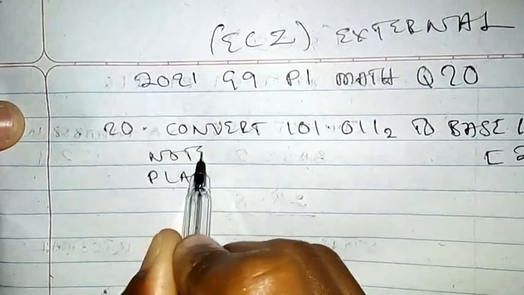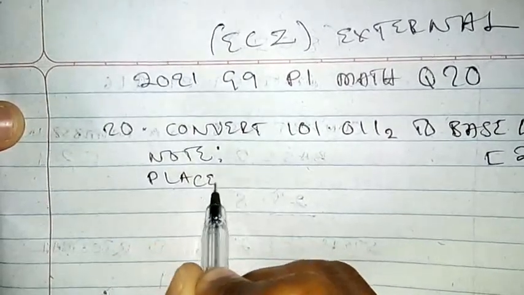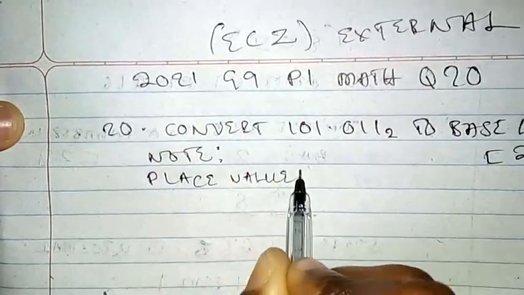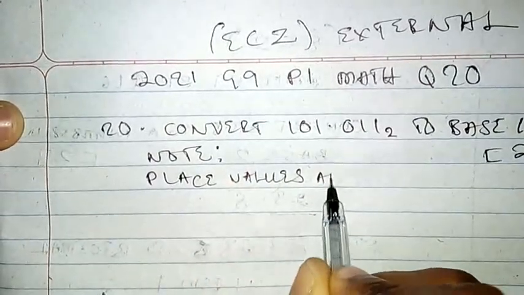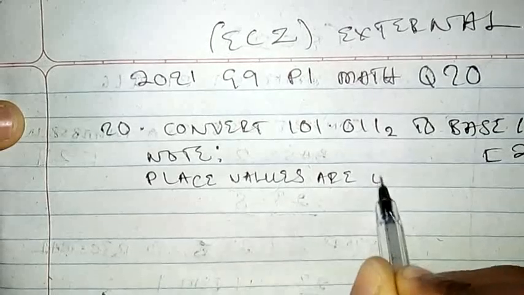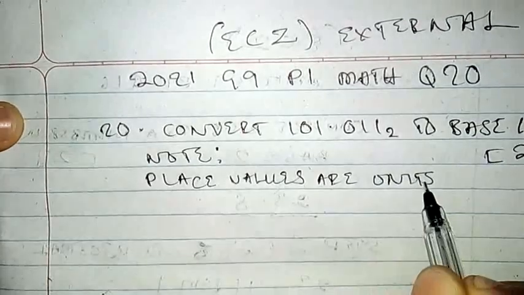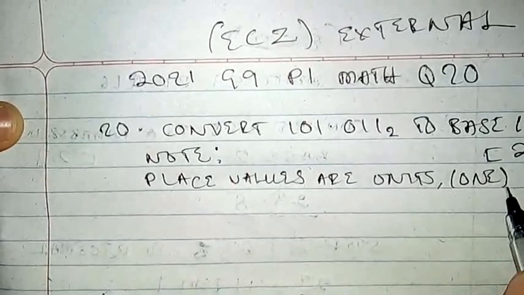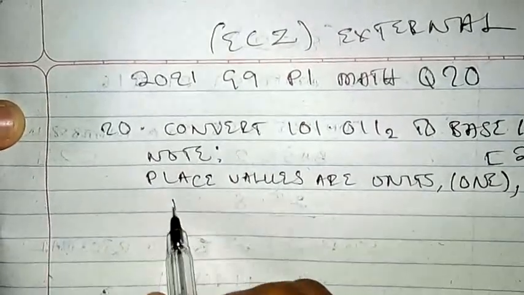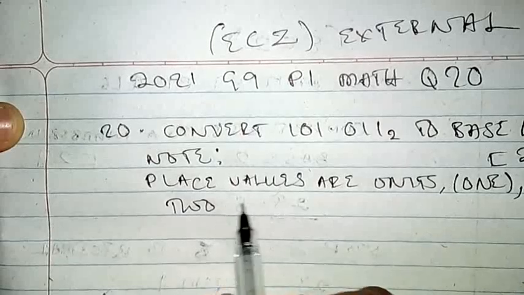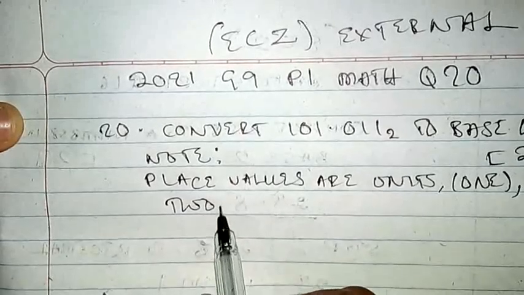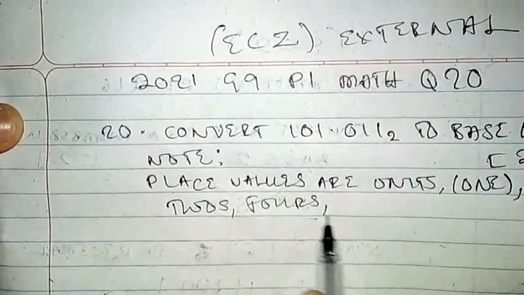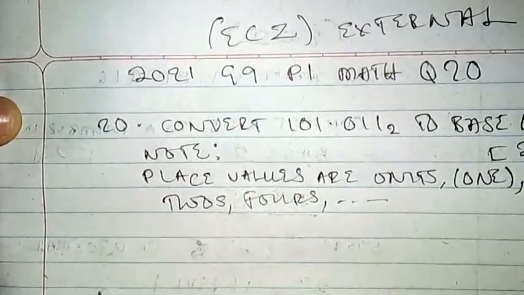I need you to note this. Place values are units. Oh my god, now I'm teaching. And you wanted me to solve this problem, but I just want to make things clear. So we have the units, the twos, the fours, and so on. So this is what I mean.